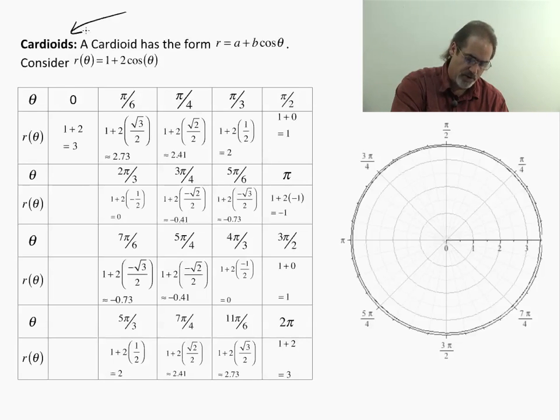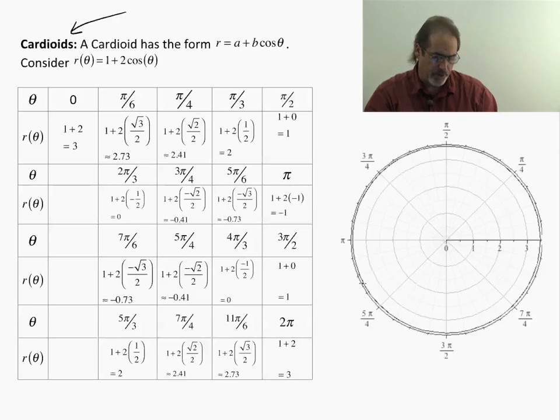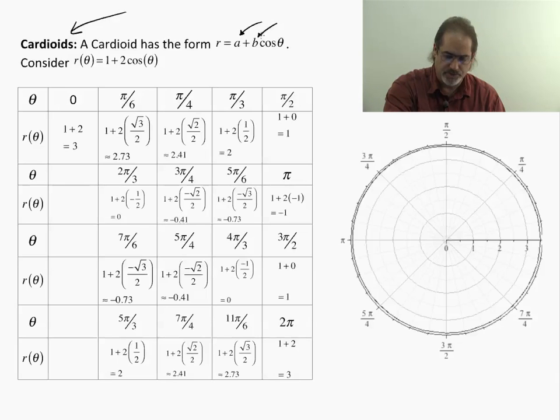Let's talk now about a cardioid. A cardioid is another shape, another design as such we can get with polar graphs. It has the form of r of theta equals a plus b cosine theta, where a and b are positive real numbers. Now, specifically, I'm going to look at the case where a is less than b. So I have r of theta equals 1 plus 2 cosine theta.